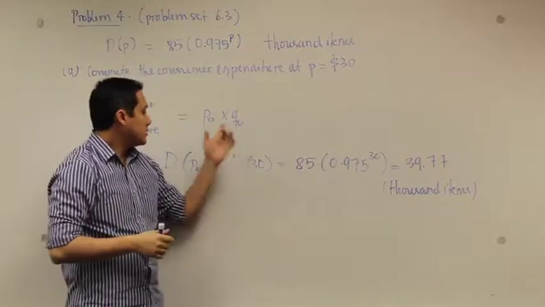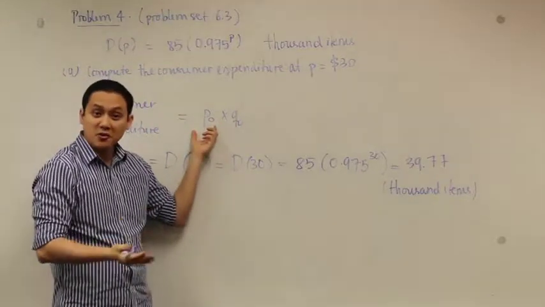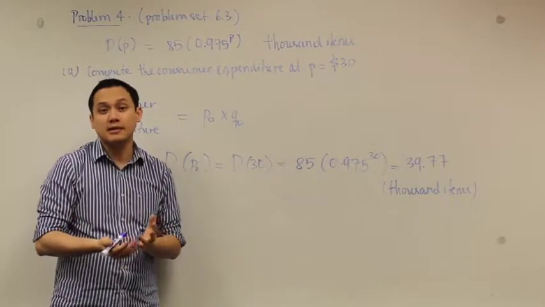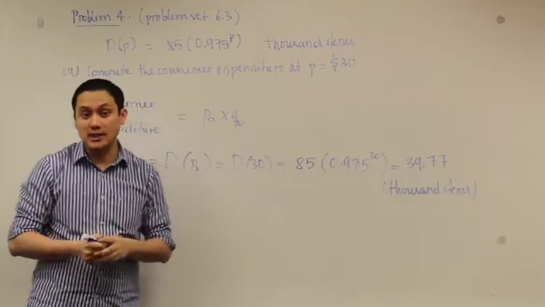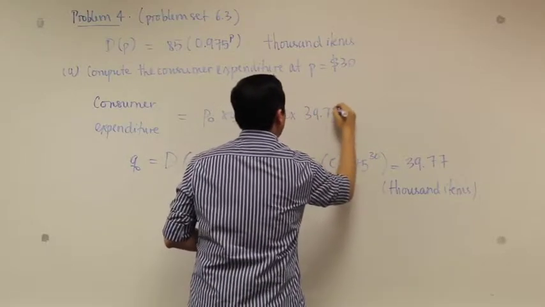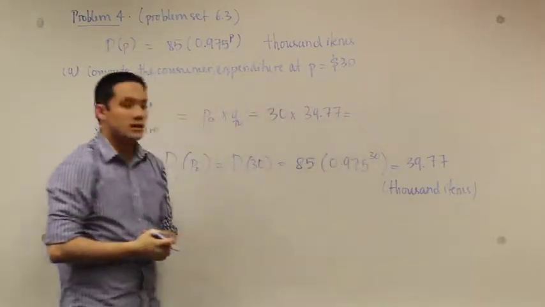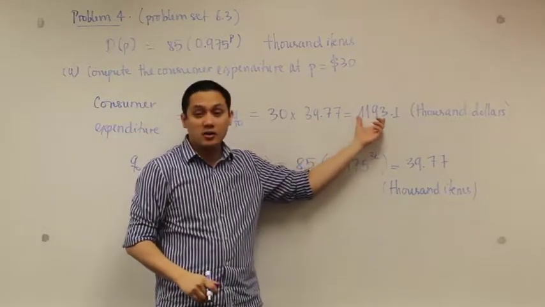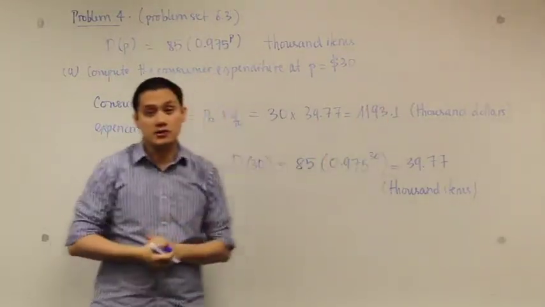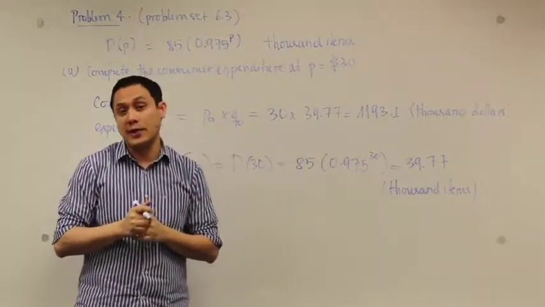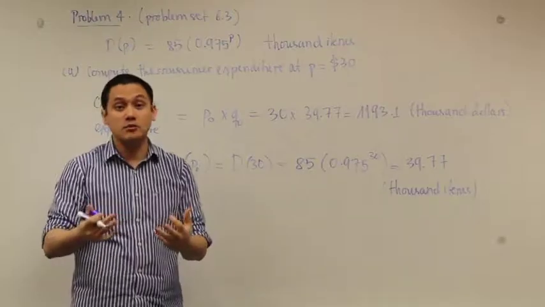Now, you're going to substitute the set market price of $30, multiply with 39.77, and you get the consumer expenditure. Using a calculator, you'll be able to get $1193.1 thousand. Once again, you got to be careful with the unit at the end of your answer. Okay, let's move on to part B.